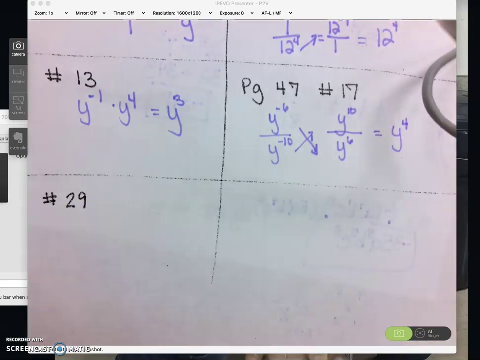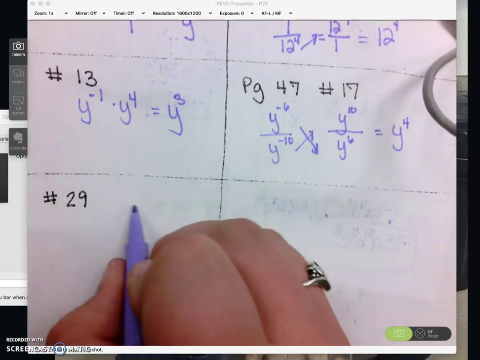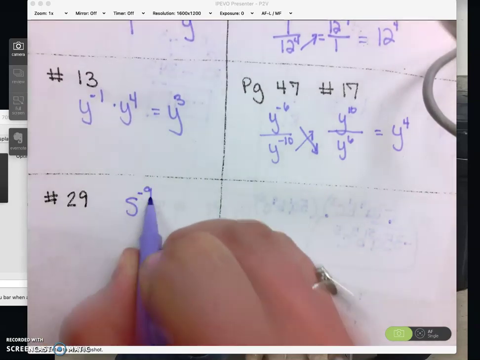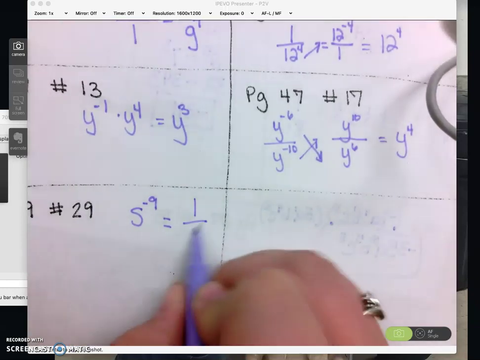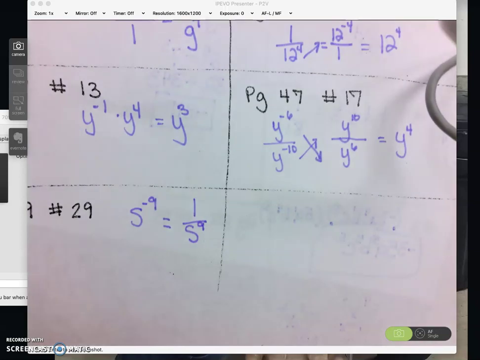And then our last one, which is 29. I was so confused. I didn't even know where to go. s to the negative ninth. I want to get rid of that. Put it on the bottom of a fraction. Done.